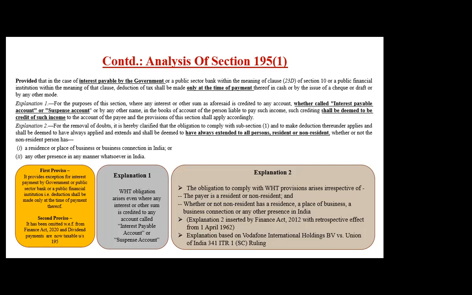Explanation 2, which is now well settled law, was brought in by the Finance Act 2012. It is basically related to Vodafone: any payment from non-resident to non-resident, tax has to be deducted irrespective of whether that person has a place of residence, business connection, or any other presence in India. So in case of Vodafone, there were 2 companies, both situated outside India. Let's say there was company A and company B. The B company, which was a seller, had the assets sitting in its books which were located in India.